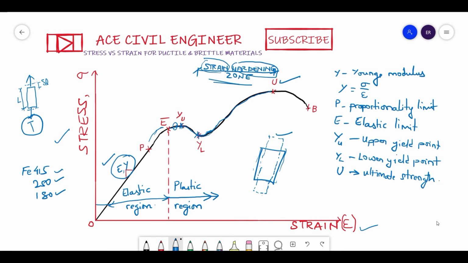Ultimate strength. So if you jot it down here, the corresponding stress level is known as sigma max, or else you can consider it as the ultimate stress. Whereas here you can see this is sigma yielding, or else it is called sigma y, I would say. So this is the difference between yield stress and the ultimate stress, friends.